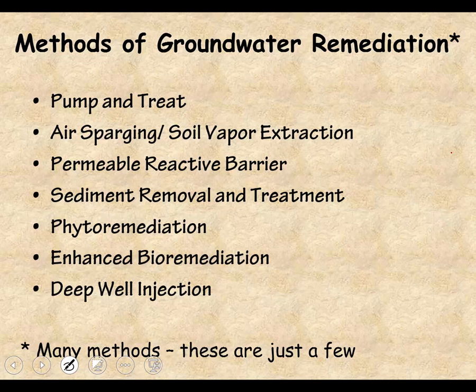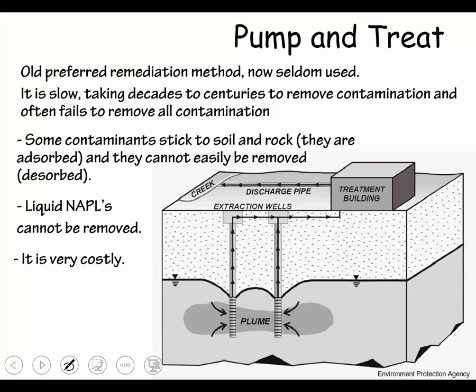Okay, so what are some of the ways we can take care of this groundwater pollution? Well, there's a variety of methods. These are just some. But let's take the one that we used to use a lot, and that is we would pump out the water, put it in a treatment facility, typically on site, and then discharge it into a creek. The problem is, well, there are several problems, but one of them is this can take forever.